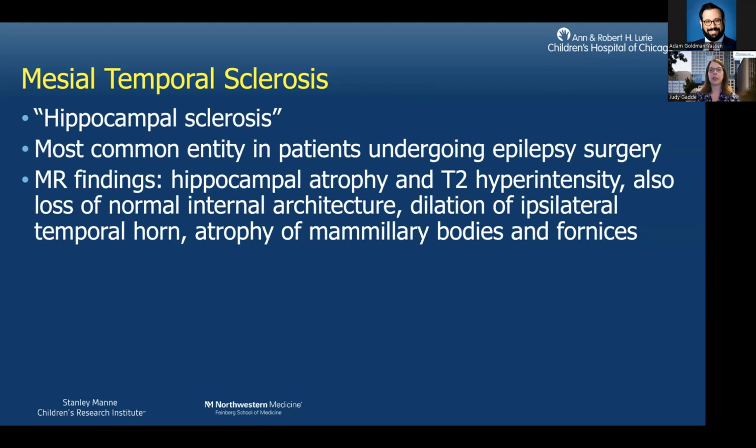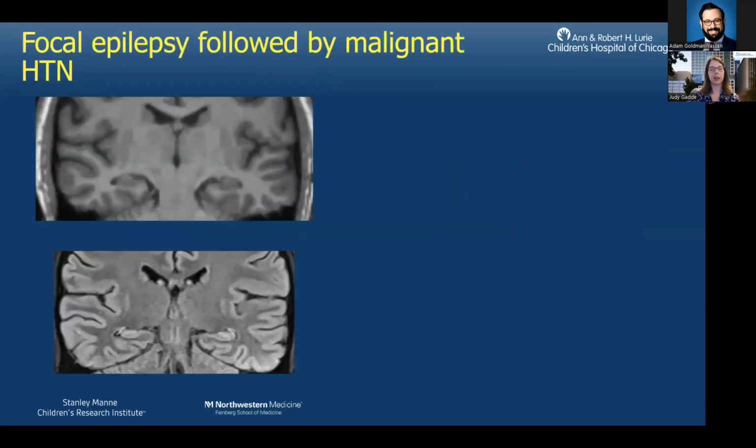Secondary signs would be dilation of the ipsilateral temporal horn. And then another secondary sign, if it's advanced, will be atrophy of the ipsilateral mammillary bodies and fornices. I feel like I see that more commonly in adults than children.